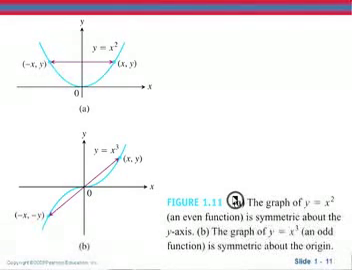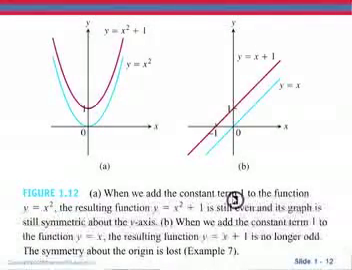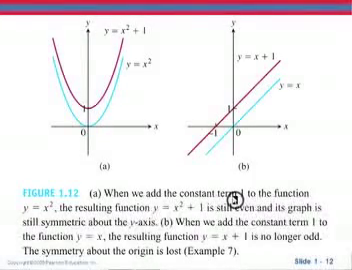The graph at the bottom, y equals x cubed, is an odd function. What that means is f(-x) would be equal to -f(x). So when we have the opposite x value, we also have the opposite y value. That means that this graph is symmetrical about the origin. One thing to remember, we'll be talking about translations later. When you add a constant term to an even function, like y equals x squared, the resulting function y equals x squared plus 1 is still even, because it's still going to be symmetrical about the y-axis. However, when you add a constant term to an odd function, like y equals x plus 1, it is no longer odd. The symmetry about the origin is lost.